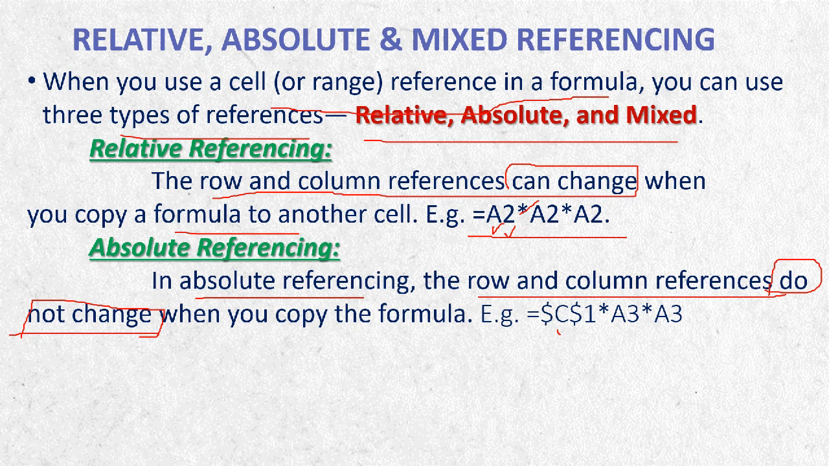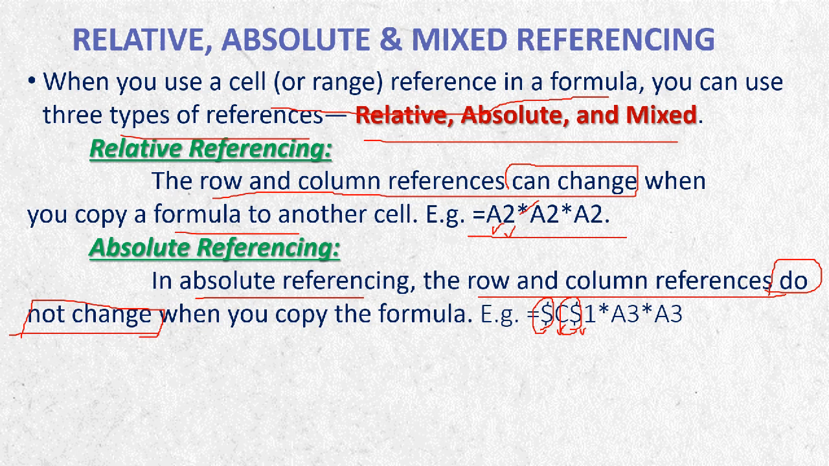Before the row and the column, you can see a dollar sign here, right? So this is the way you should represent absolute referencing. Before the column C and before the row 1, you can see a dollar sign, right? So this is how you should represent absolute referencing.